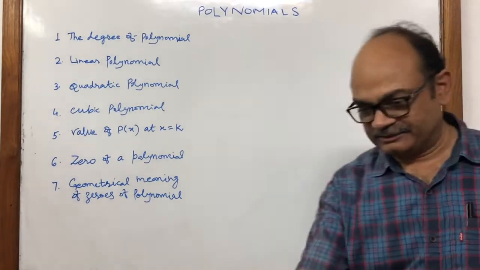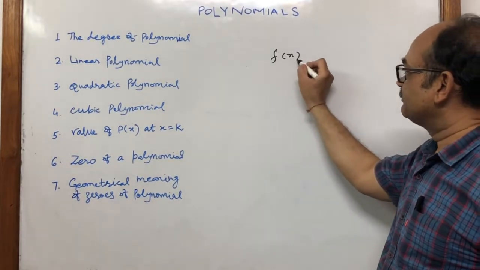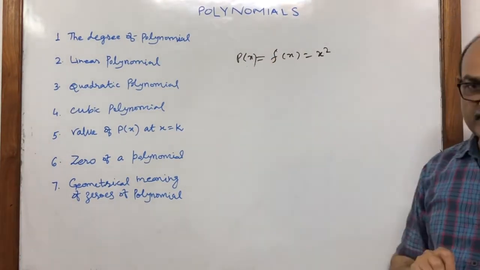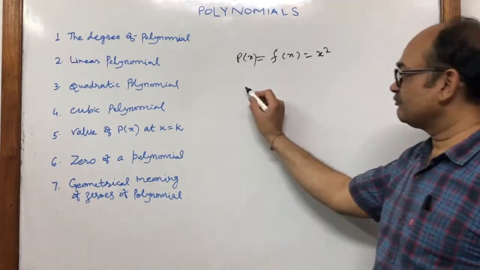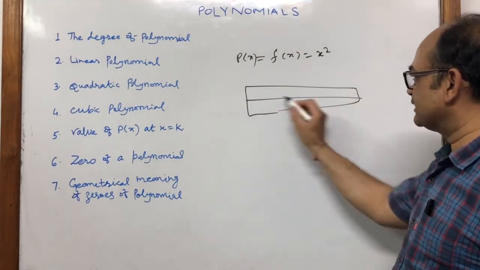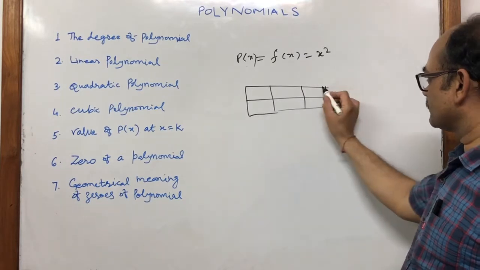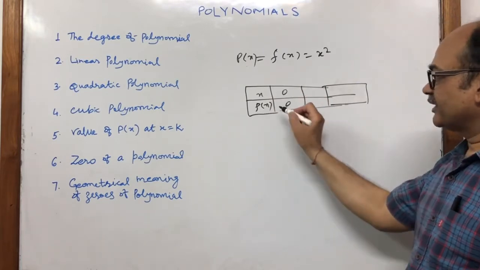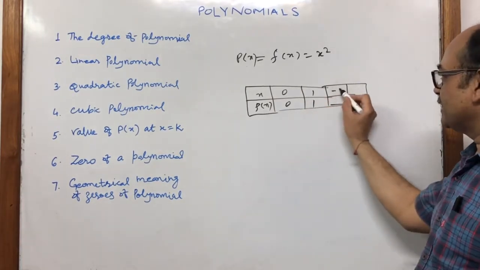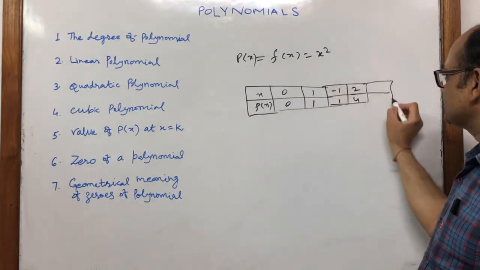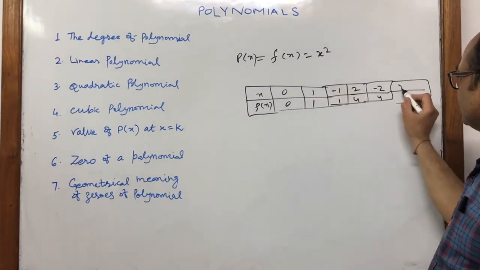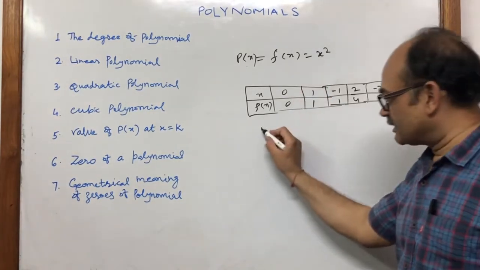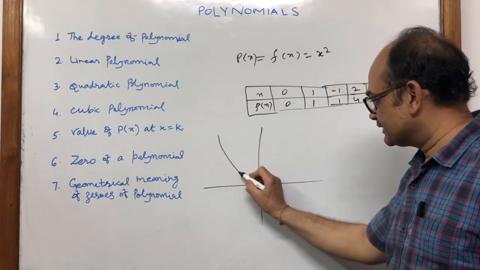Suppose we have a quadratic. y equals f(x), p(x) equals x square. We can say p(x) or f(x) or whatever, x square. And we want to draw its graph. How do we draw the graph? Take different values of x and p(x). Put 0, you get 0. Put 1, 1. Put minus 1, 1. Put 2, 4. Put minus 2, 4. Put 3, 9. Minus 3, 9. And so on. If you draw this graph, you get a graph like this.